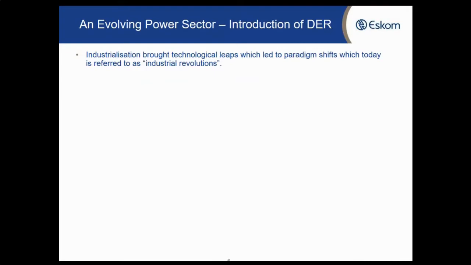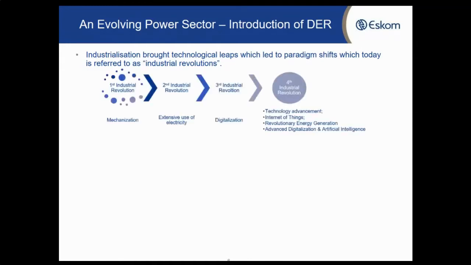The industrialization brought technological leaps, which led to a paradigm shift, which today is referred to as the Industrial Revolution. So this took us from the first revolution, from mechanization, to the second, where we had intense use of electricity, then to the third, where we had a lot of digitalization, and now we're heading into the fourth Industrial Revolution, which some might argue we've been propelled into in the last couple of years.